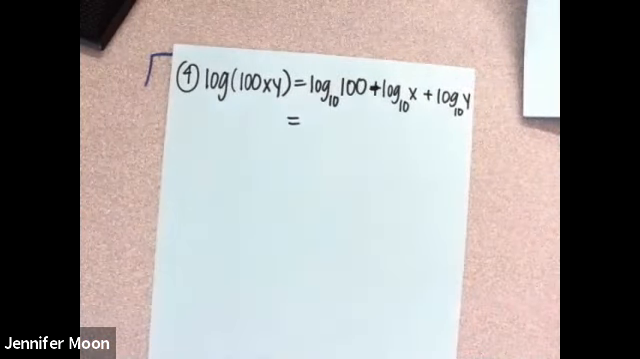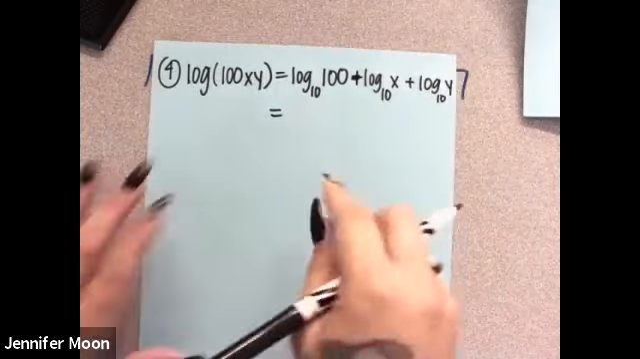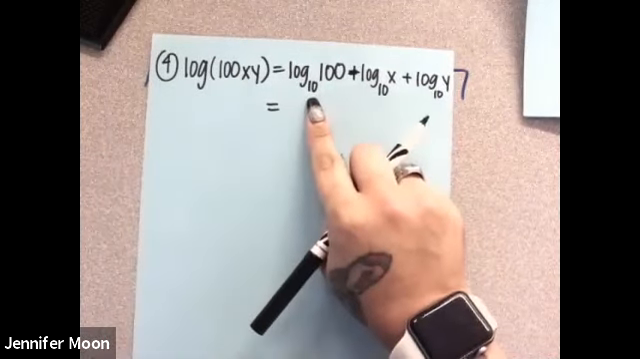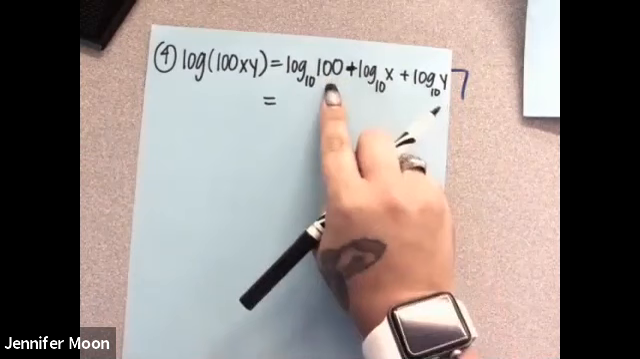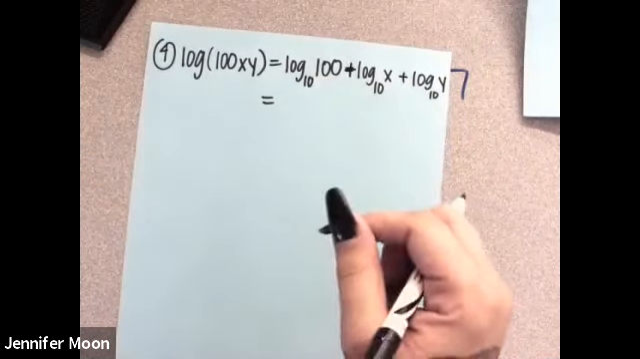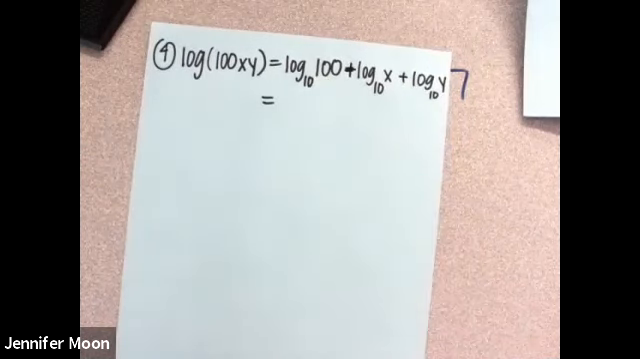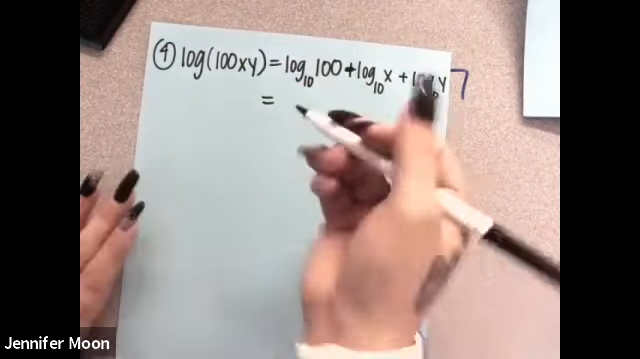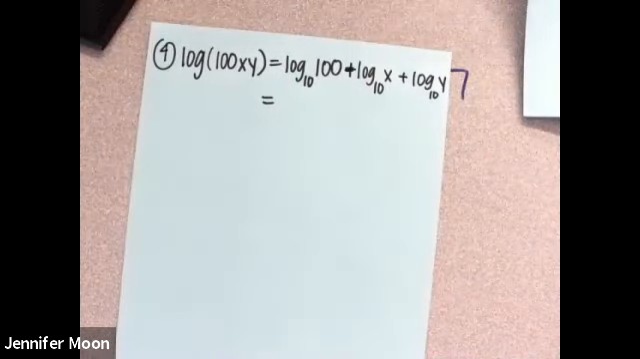Evaluating log base 10 of 100. I know that this is saying 10 raised to the what power is 100, would be 2, right? Because whatever your exponent is, that's how many zeros you have in total. So literally, that just turned into 2.